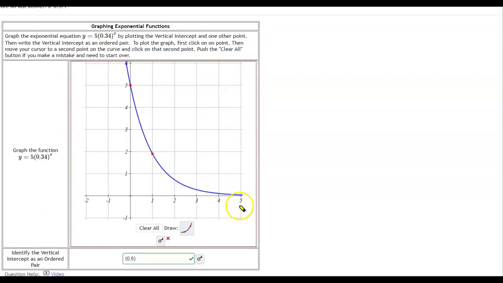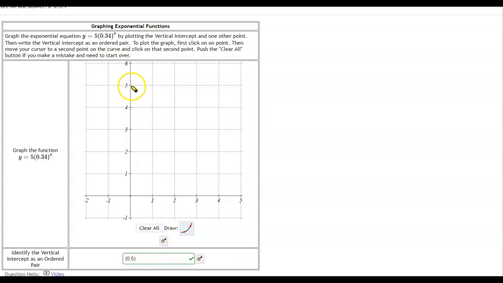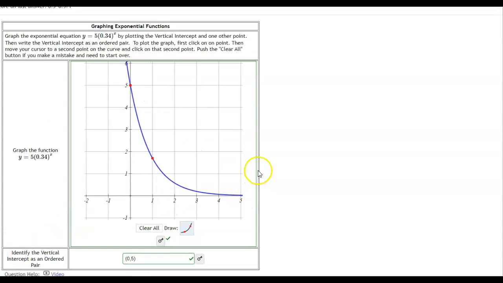Notice it gives me a red X there. This one's checked fine, but this one didn't work. So I'll do that again, 0.5, and I clearly missed it that time. 0.5, and then 1 and about 1.7. I think it's a little lower. It doesn't look perfect, but let's see if that one worked. And there we get credit. Okay, so that'll give us full credit for that one.